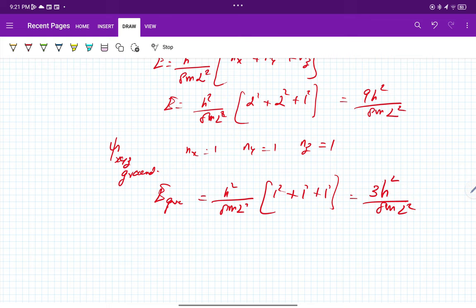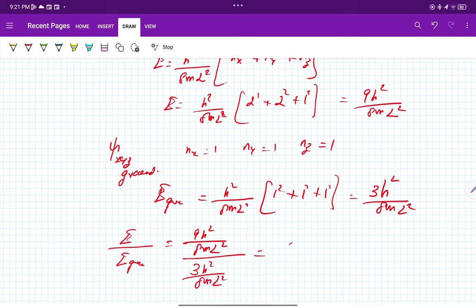Now the ratio will be equal to E divided by E ground state. This will be 9h squared by 8m L squared divided by 3h squared by 8m L squared, which is equal to 9 by 3, which is equal to 3. So the right answer is 3.